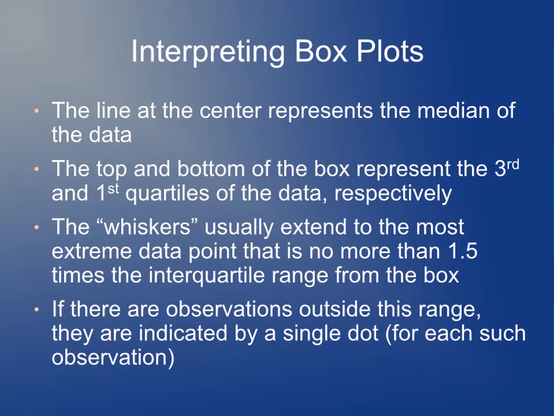As I said before, the line at the center represents the median of the data, and the top and the bottom of the box represent the first quartile and the third quartile. The whiskers extend to the most extreme data point that's no more than 1.5 times the interquartile range from either the top or the bottom of the box. If there are observations outside that range, they're indicated with a single dot for each observation.